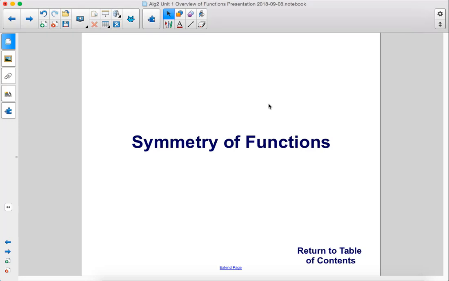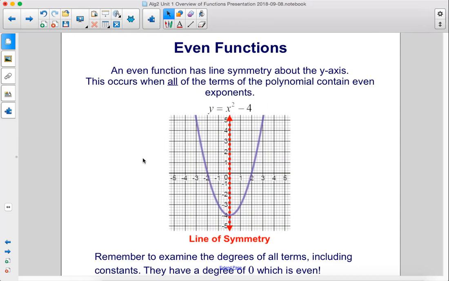Symmetry of functions. An even function has line symmetry about the y-axis. This occurs when all of the terms of the polynomial contain even exponents. For example, y equals x squared minus 4. Remember to examine the degrees of all terms, including constants. They have a degree of 0, which is even.